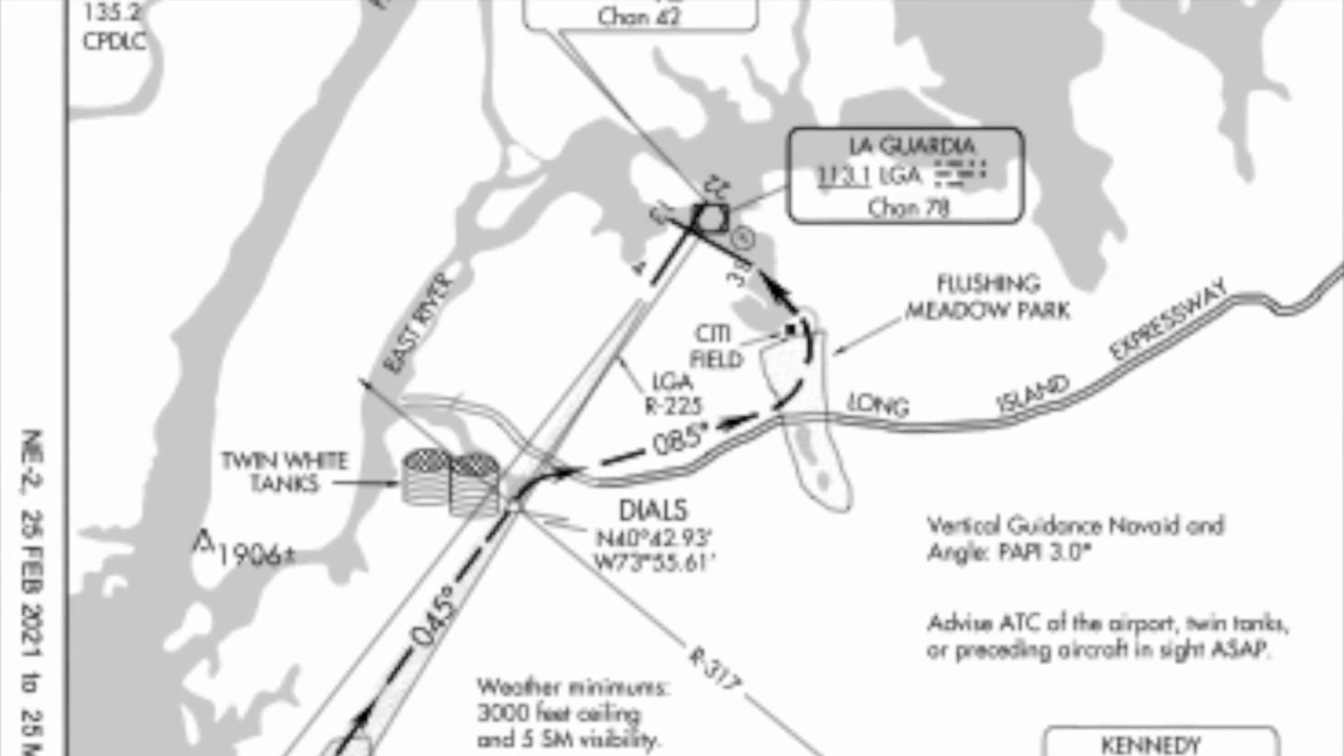Now, when you look on the chart, it just says twin white tanks. And you think, how am I going to see twin white tanks out here? Well, they're huge propane or natural gas tanks. There are two of them, and they're huge, and you can't miss them. So as soon as you have the tanks in sight, they'll say, "Do you have the tanks in sight?" And you say, "Yes, I do." "All right, you're cleared the expressway visual runway 31, contact tower."